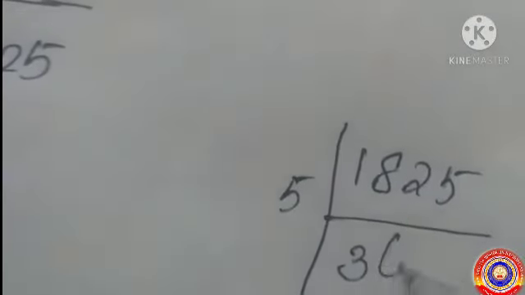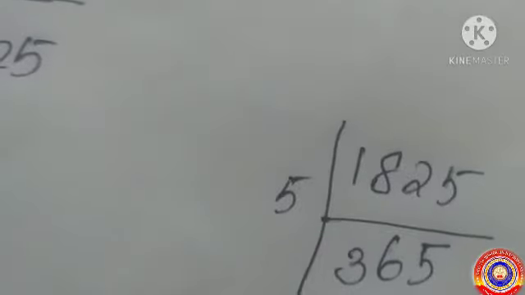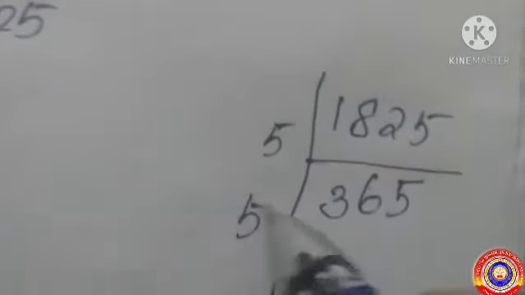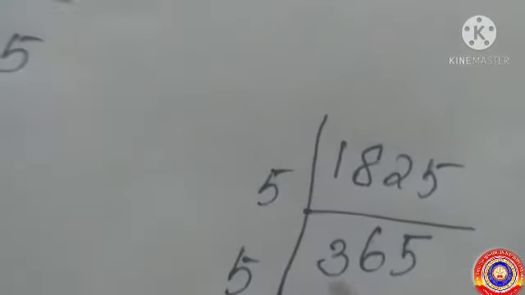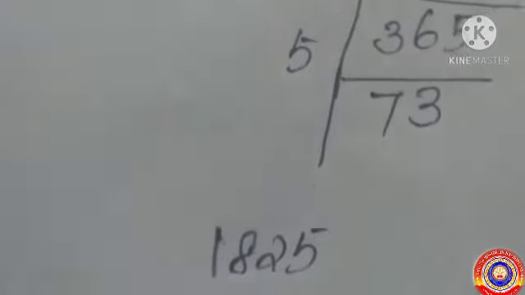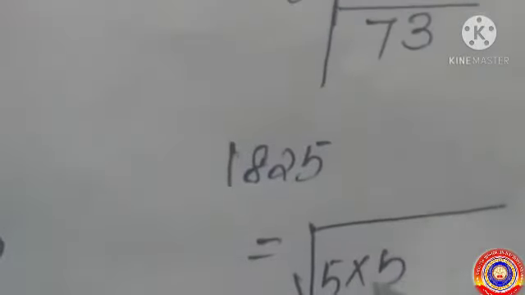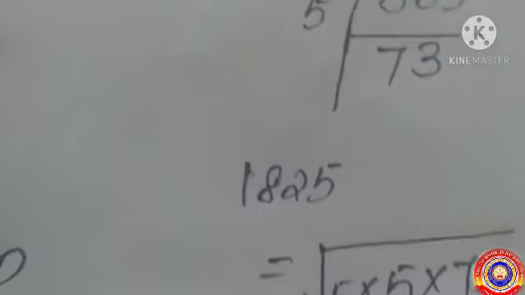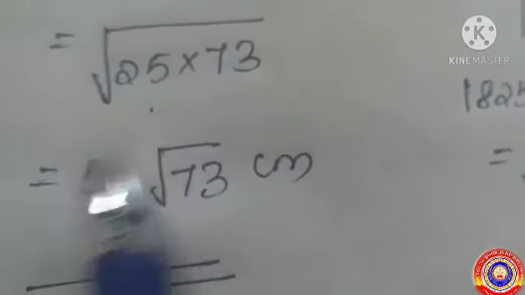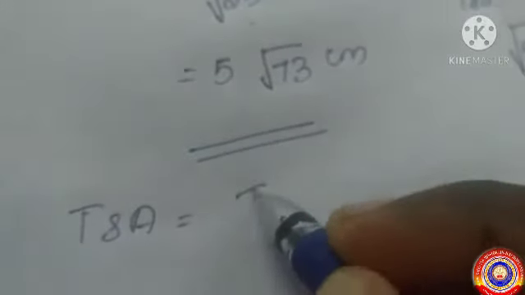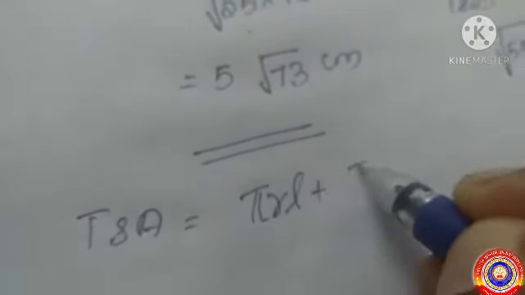Next, we have to find the root of 1825. We have to factorize this number like this. Now we can write root of 1825 equal to root of 5 into 73, and it is equal to root of 25 into 73, which is equal to 5 root 73 centimeter. Next, we have to find the TSA, which is equal to pi r L plus pi r square.